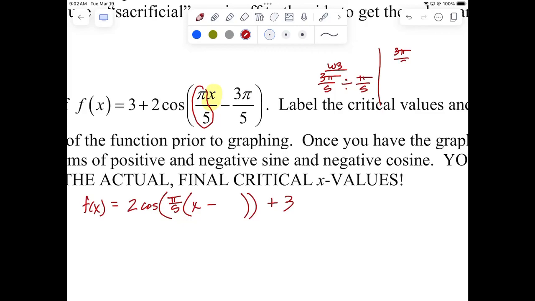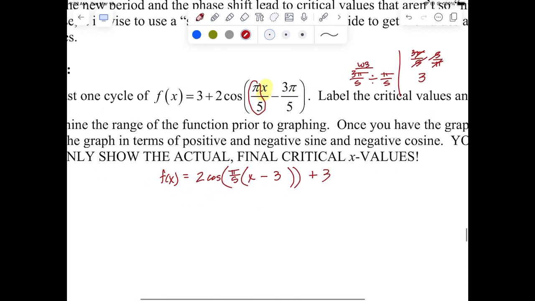And then you can do stay, change, flip. So you get 3 pi fifths times 5 over pi. And the 5's divide out, and the pi's divide out, and you're left with 3. And that's the number that goes there. Okay, and then you can distribute back in and see if, in fact, you get 3 pi fifths, which, of course, we do. There's standard transformation form.